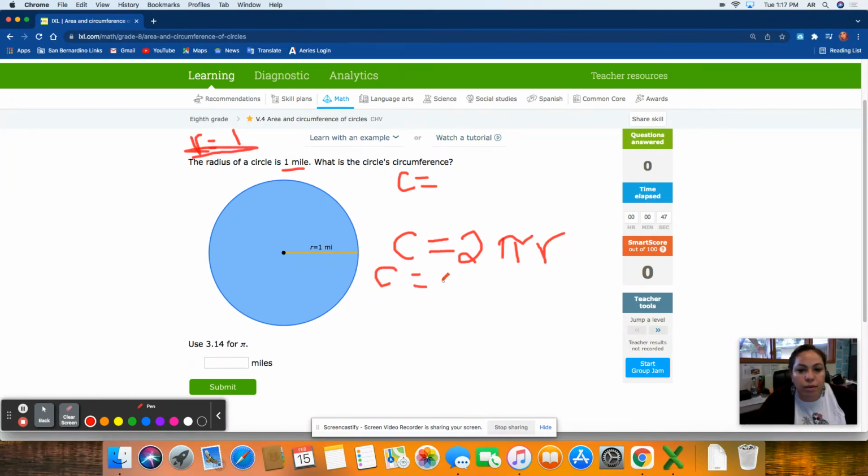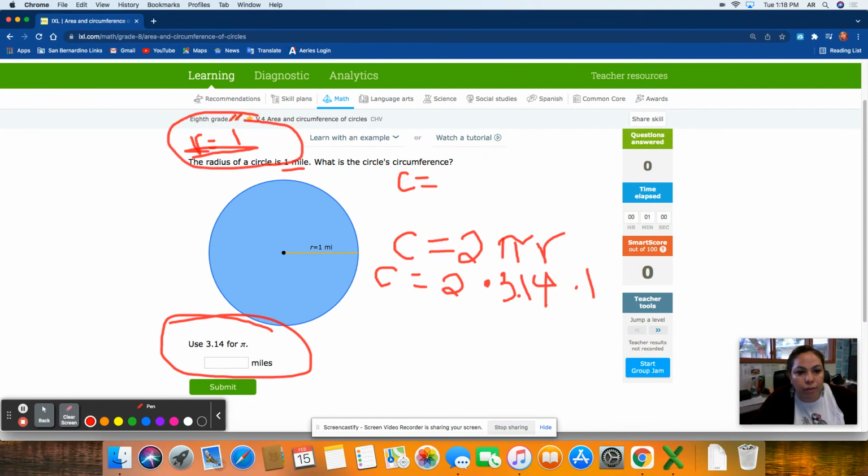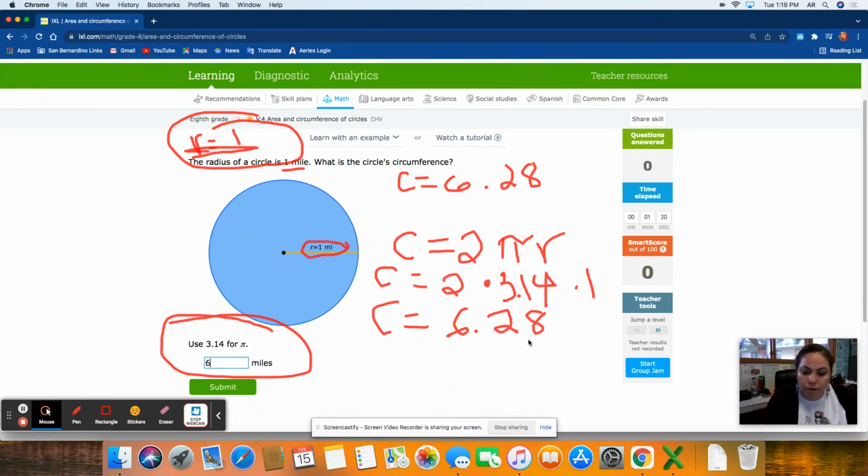So C equals 2 times, what's pi? 3.14 times R, which is 1. I got R from right here. R is 1, or you can see it right here as well. So C equals 2 times 3.14 times 1, which is 6.28. So our answer is 6.28. And I'm going to plug that in right now, 6.28.